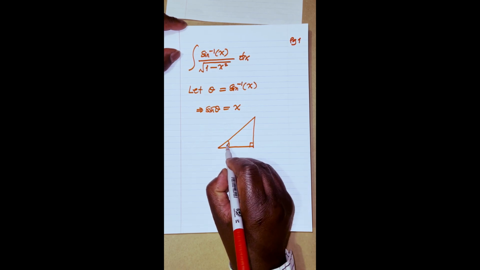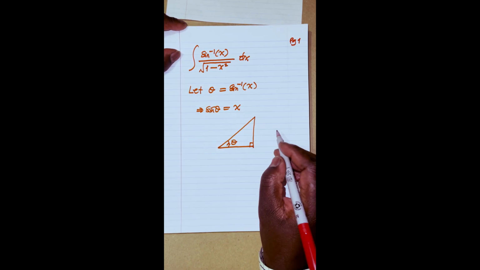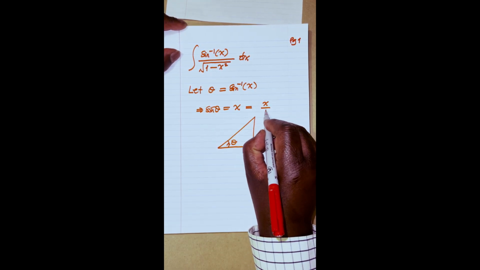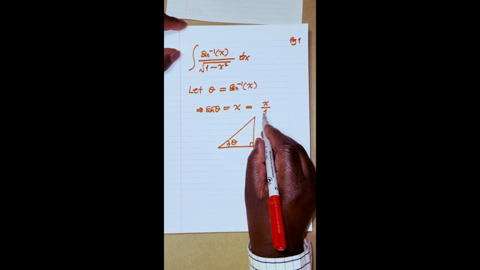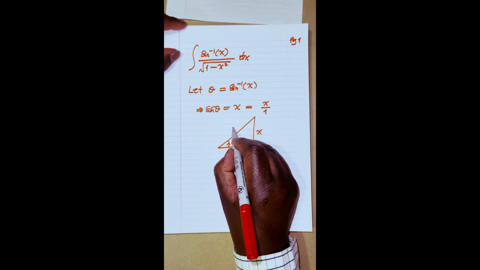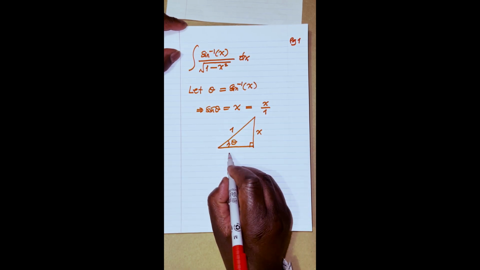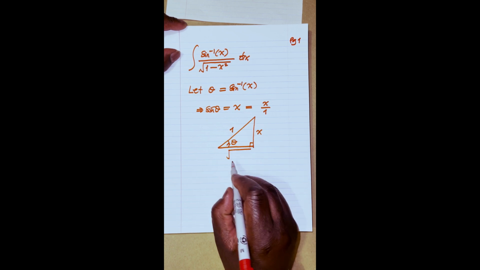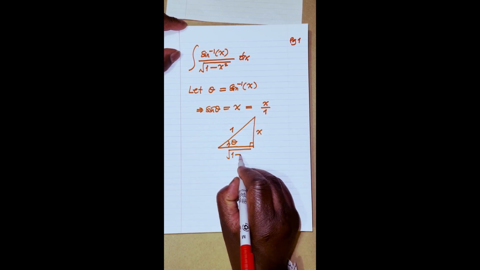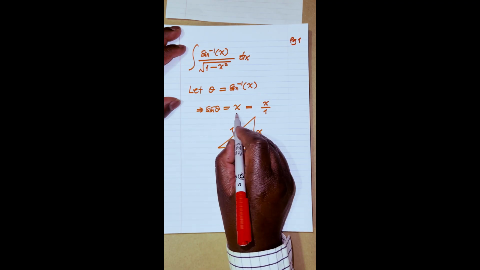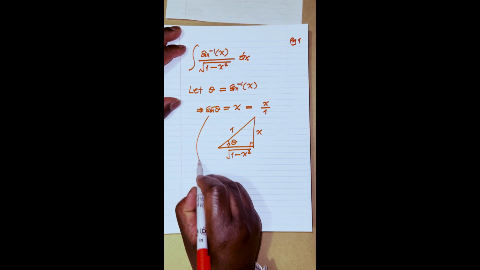And if this is our theta, you'll agree with me that sine is actually the opposite over the hypotenuse, so you can write x as x over 1. So sine will be the opposite all over the hypotenuse by definition. And using Pythagoras theorem, this side here will be the square root of 1 squared, which is 1 minus x squared, like that.